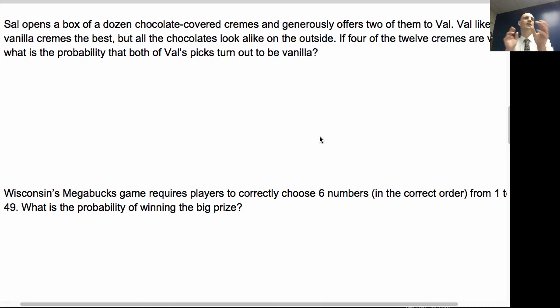We've all been there. You don't want to get the coconut one. One time I bit into one, I was sure it wasn't coconut because I'd already bit into the coconut one, and it was an orange cream. Didn't know how I felt about that.